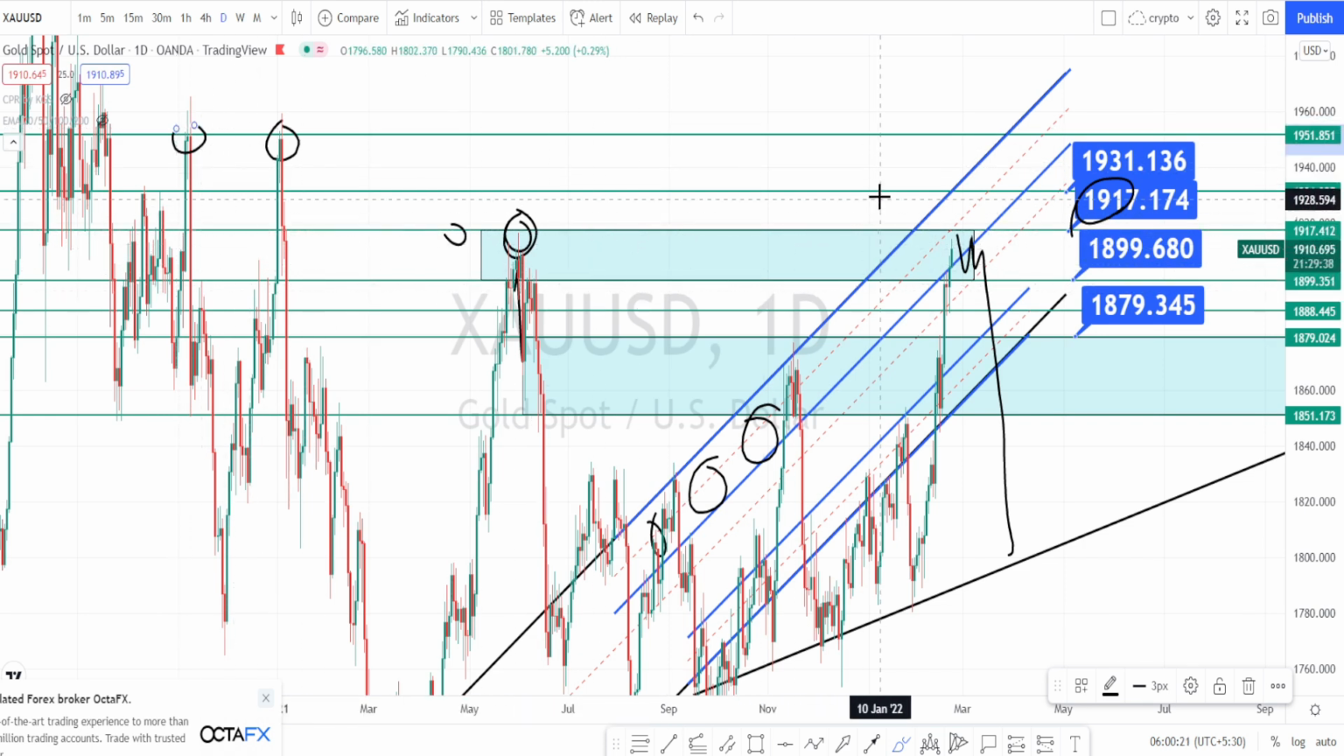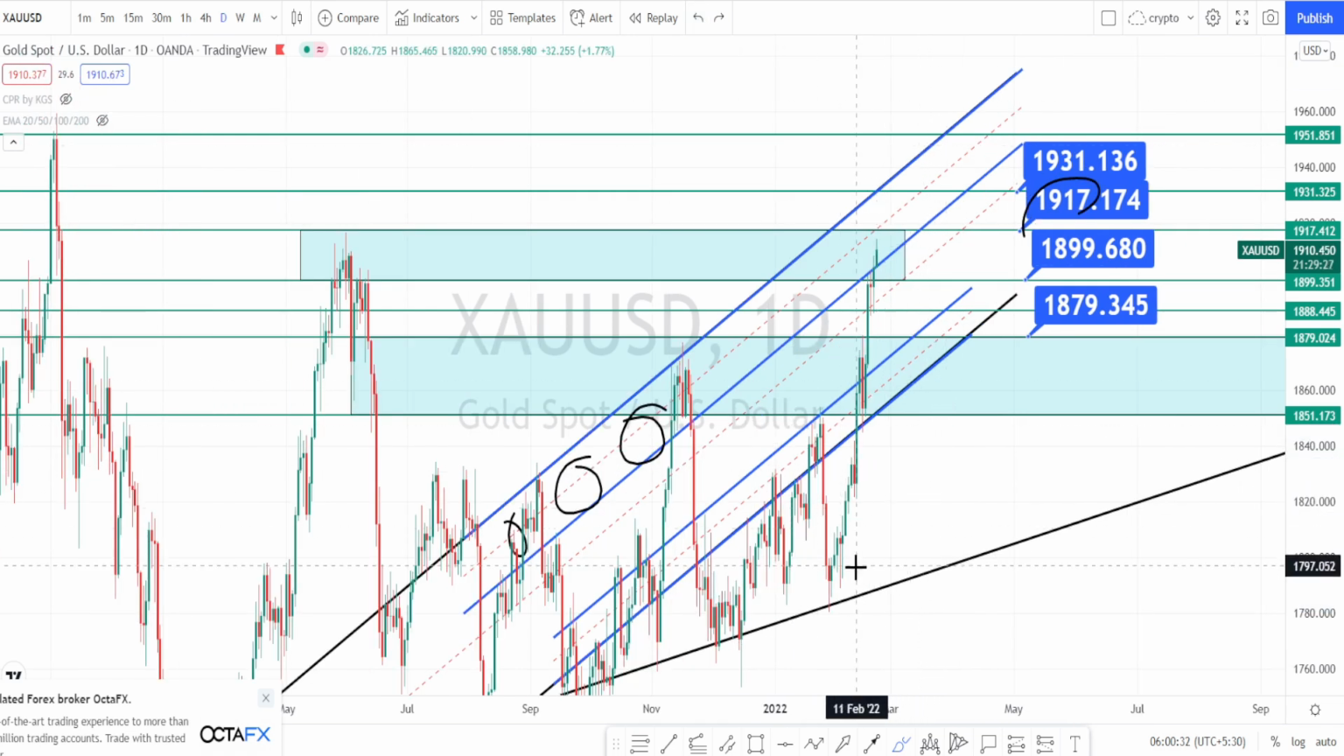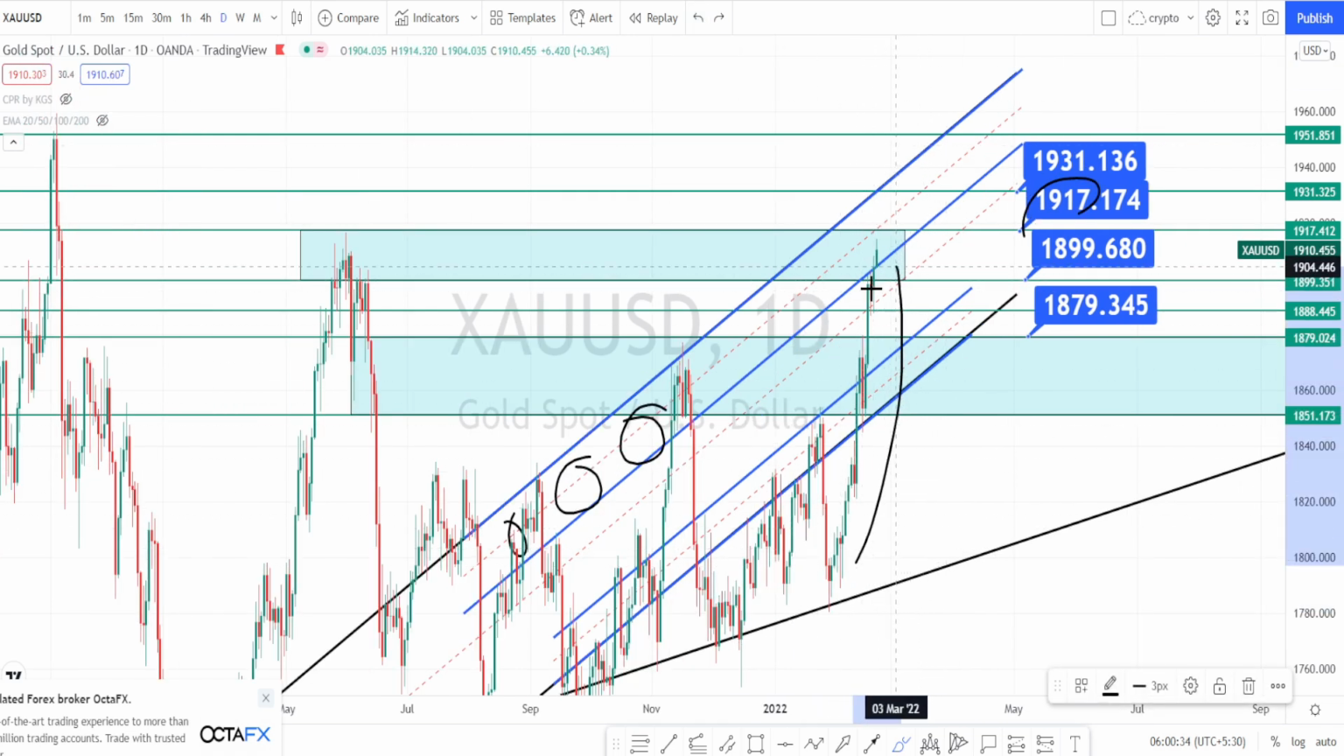It is not making a new high or a new low, and currently the price action is in a very strong bullish trend. So this area between 1899 and 1917 is going to be acting as a very strong resistance level for the current price action. If the price action breaks this resistance level, we can expect it to test the next level of resistance, which is going to be around 1931.